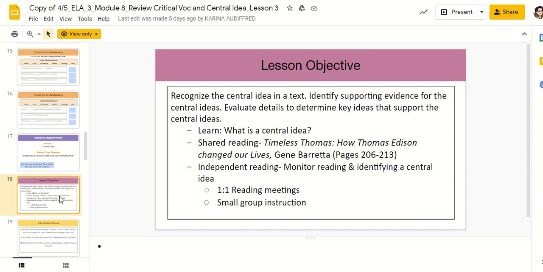So our lesson objective for this lesson is to recognize the central idea in a text, to identify supporting evidence for the central ideas, to evaluate details to determine key ideas that support the central ideas. So we are going to think about what is the central idea, and at this point you should have already read or at least done one full read of Timeless Thomas, How Thomas Edison Changed Our Lives by Jean Beretta, and then you're going to engage in some independent reading so that you can find the central idea in one of your own passages.